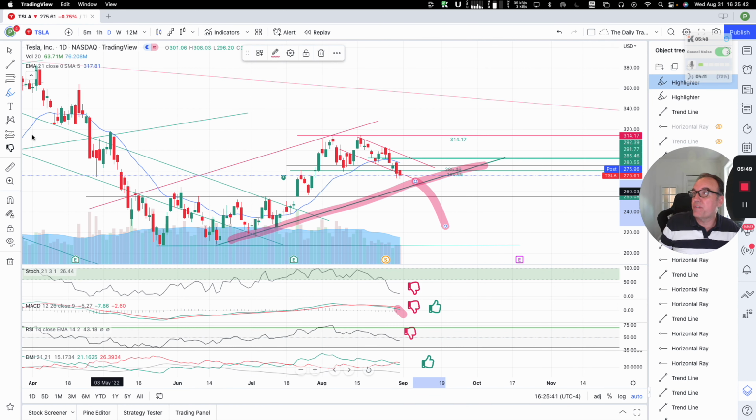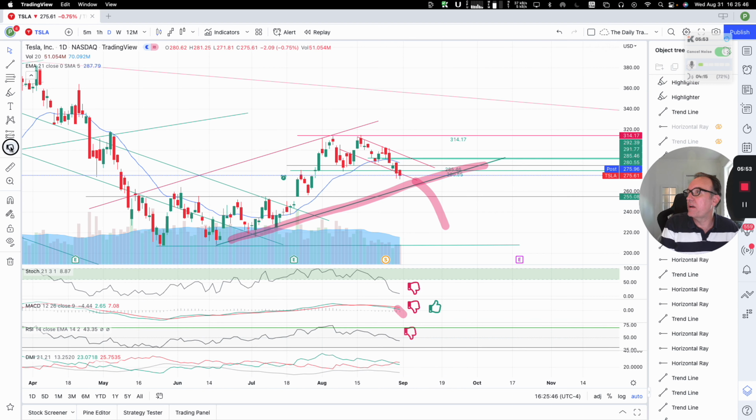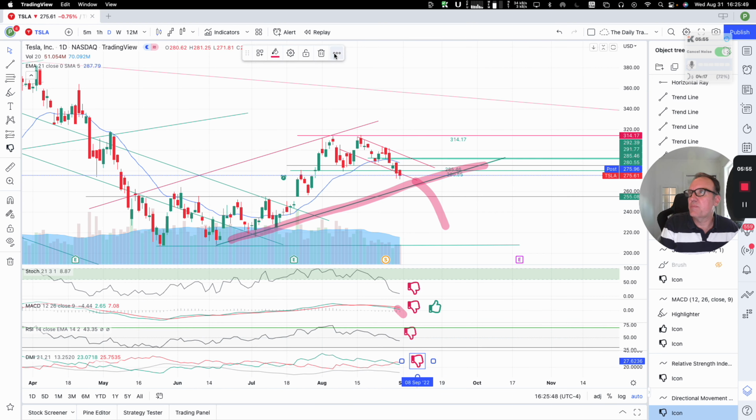RSI is below 50, and also we have lost the MI. I thought I had done it, but I guess not. So we have lost the MI.